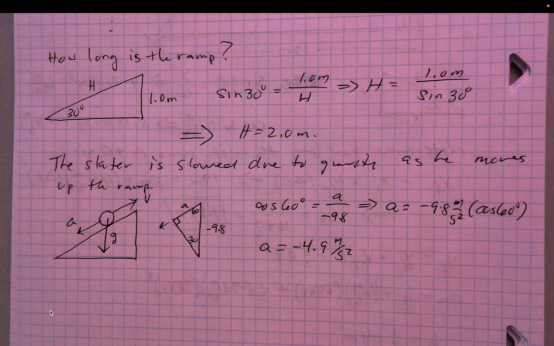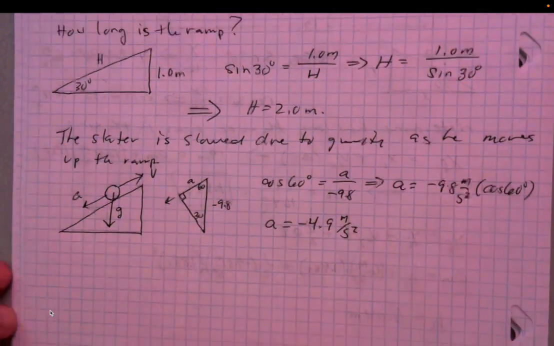There's this ramp, right? So the acceleration the skater experiences as he moves up the ramp is negative 4.9 meters per second squared. And so the skater's velocity starts out at 6.1 meters per second, and it's slowed by this acceleration over a distance of 2 meters, right?